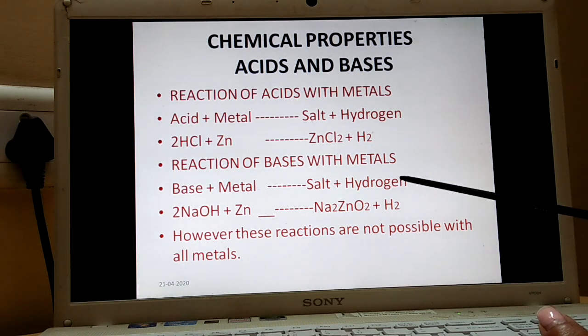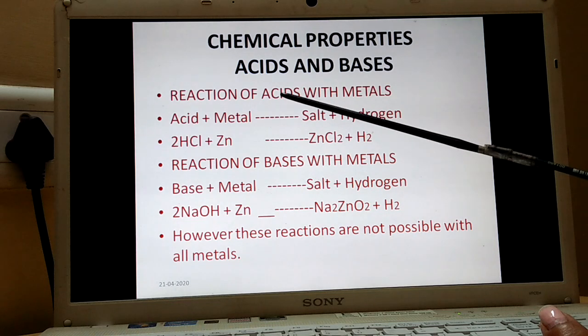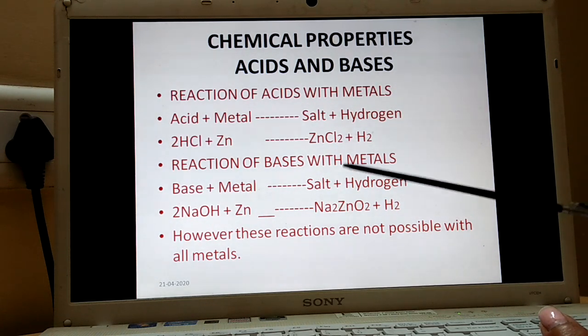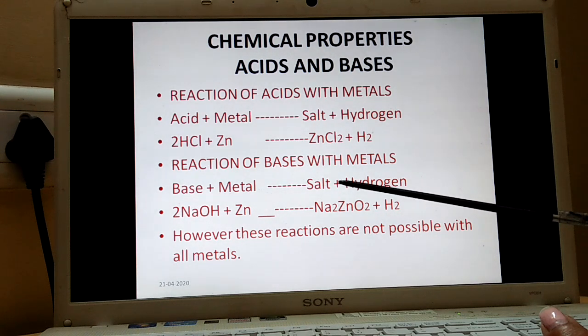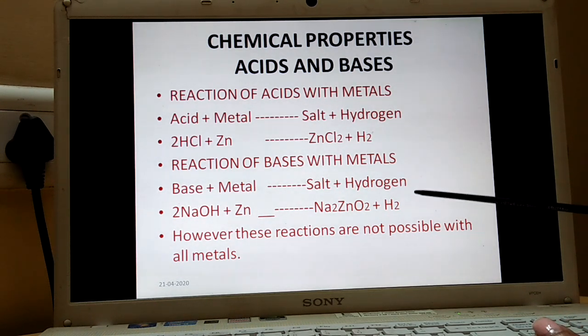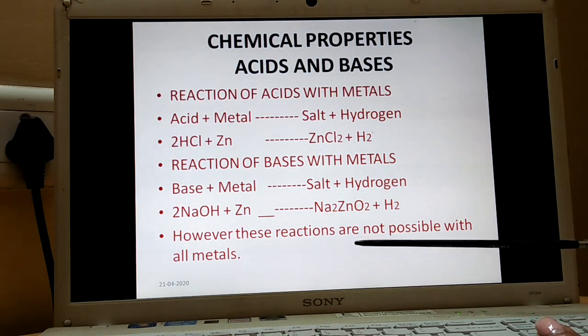Now in both the cases, whenever acids or bases are made to react with metals, hydrogen gas is released along with the formation of salt. So I think you will easily learn it. In both the cases, the hydrogen is released. However, these reactions are not possible with all the metals.